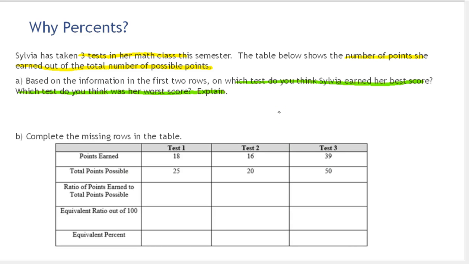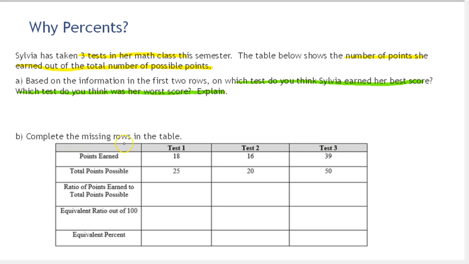So take a minute and just look at these values, and don't worry about being right or wrong. Just make sense of this problem as best you can and write down which test is the best, which test is the worst, and why you think that's so. Go ahead and pause and take a moment to answer that question and then restart the video.